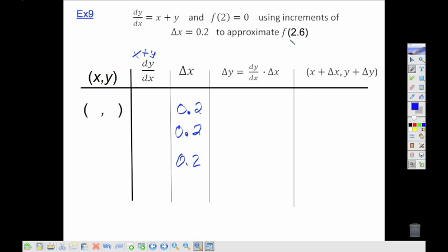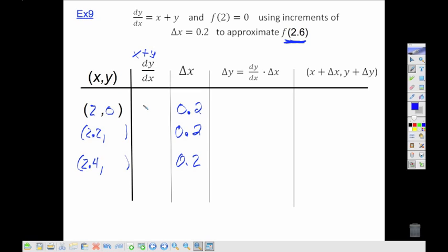We want to approximate this value at 2.6. So if you notice, since we're starting at the point x equals 2, that means our next step would be 2.2. Okay, our first point is going to be 2, 0, which means our next step is going to be at 2.2 for x. We don't know what the y is yet because that's going to change. Our next step then would be 2.4, and then after we add that 0.2, it's going to end up giving us what we want.